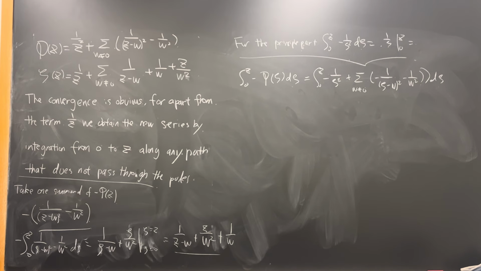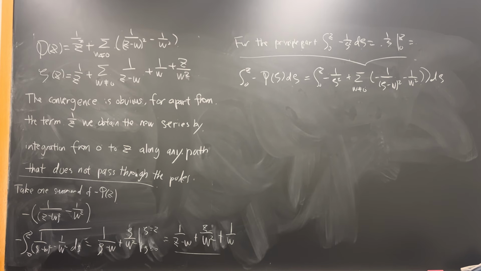Yeah, so for the other part, I don't think there is an issue. But for the principal part, I don't think you can integrate from 0 to z for the principal part. So how would you handle the principal part?